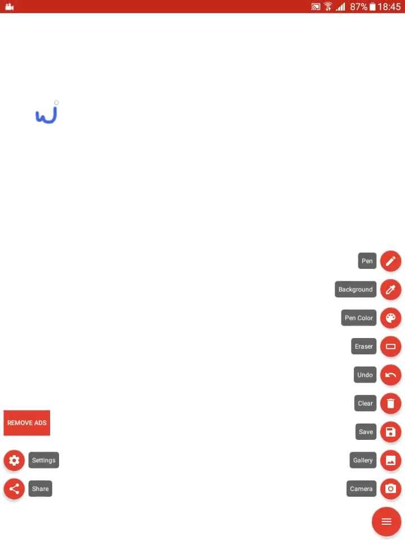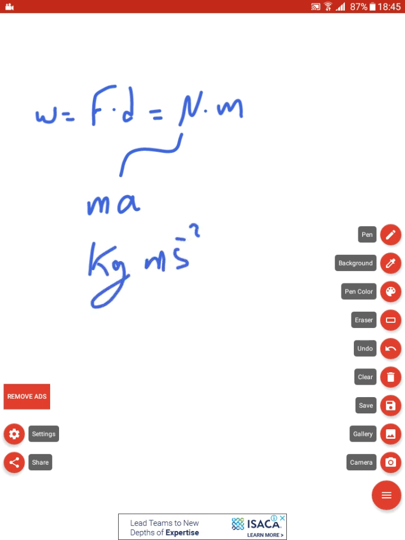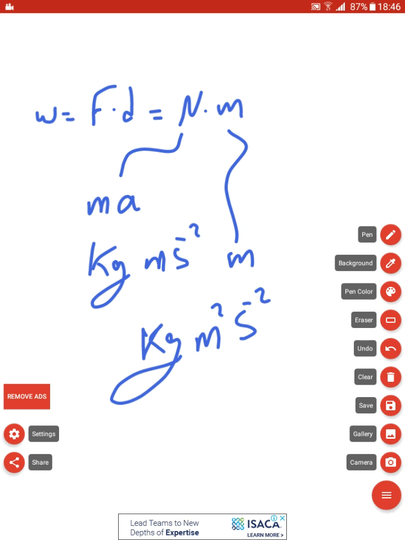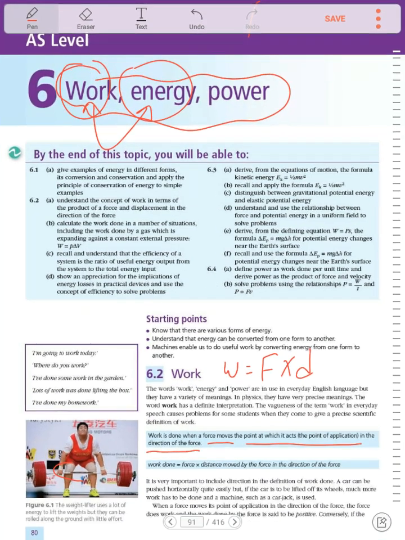Now, work equals force multiplied by distance, Newton dot meter. Newton is the force, which is mass multiplied by acceleration, mass in kilograms, acceleration in meters per second squared, multiplied by meter, so kilogram meter squared s minus 2. So the work, which is measured in joules, has the SI base unit of kilogram meter squared s minus 2, which is the same unit as energy. And it's a scalar like other energy.